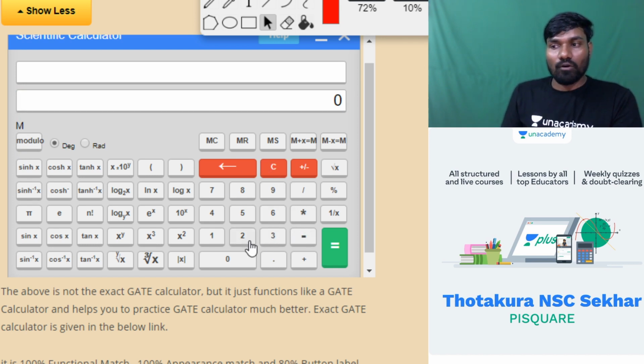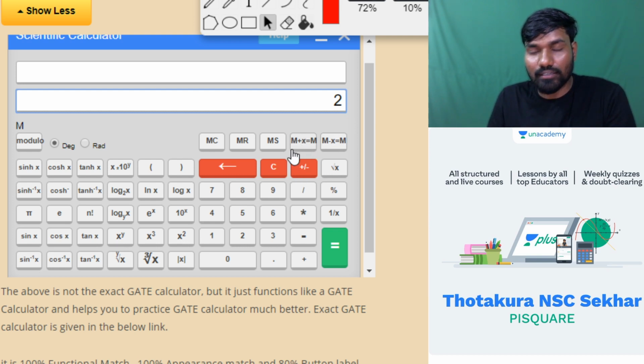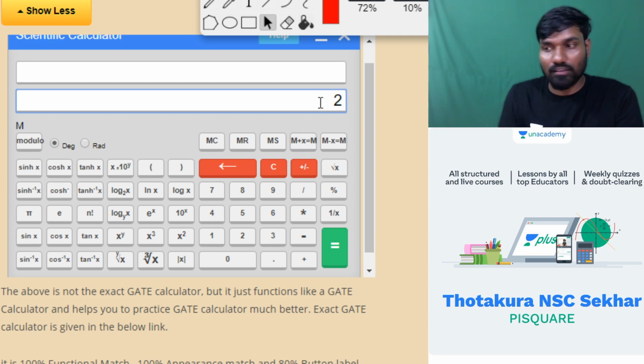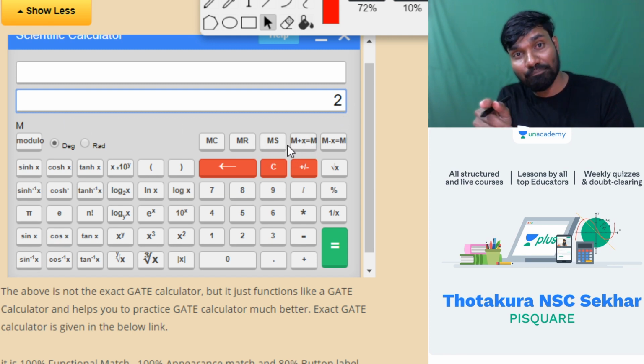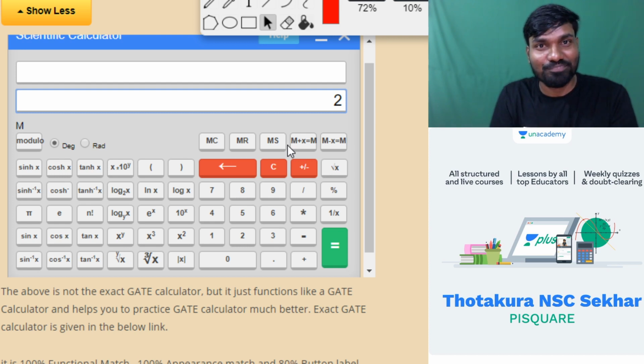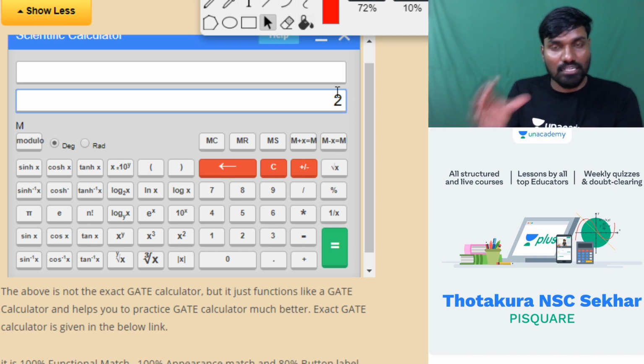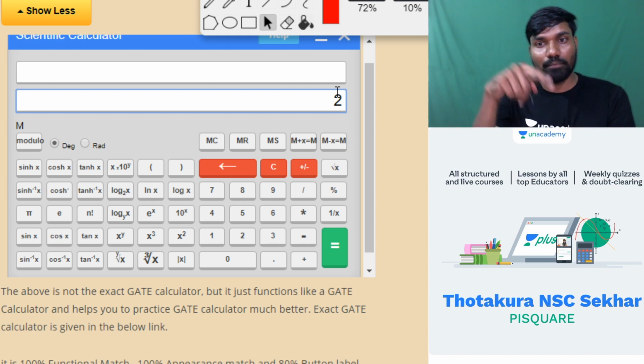Now I have 2 in the display. The moment I hit this button, tell me what will happen, guys. I told you, x means what? Whatever is there in the display, 2, that will be taken as x. M plus x: in the memory I already have 5. It will add this 2 to the memory and equal to m, which means it will store the result in the memory. Are you getting it? M plus x is equal to m. In the memory, I have some value. This is x. That will be added to the memory, and it will keep the result in the memory.